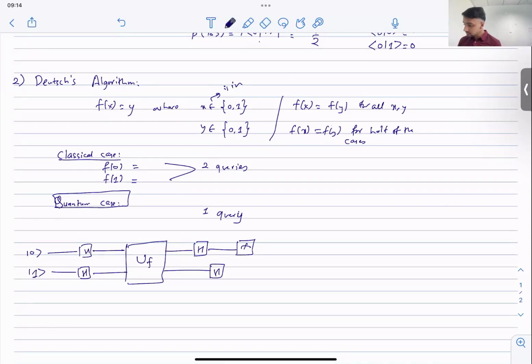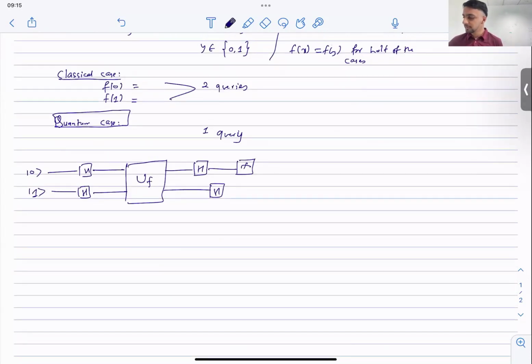So why was quantum computing able to solve this problem with a single query? The reason is basically the principle of superposition. That's one. I'll write it down as parallelism. And the second reason is being able to implement U_f, which is a 2-qubit gate in this case.